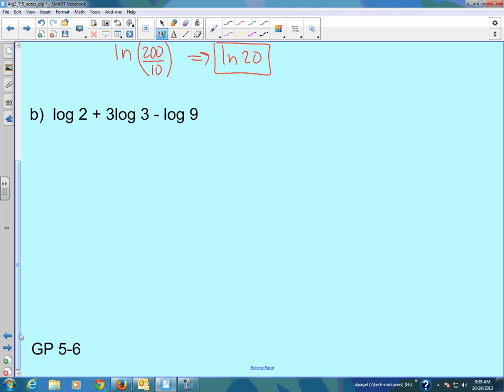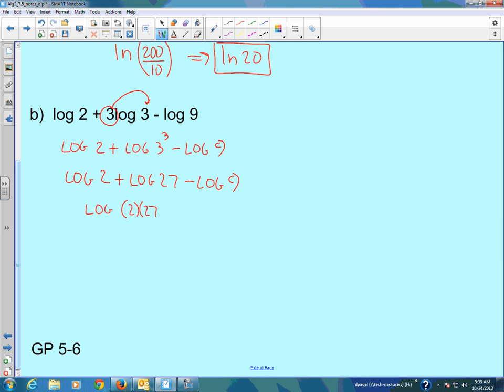Let's try this next one here. Power, move it back. And then simplify our power, log base 10 of 27, log of 9, and I have a log now of 2 times 27, becomes a log of 54, and then I've got a log of 54 divided by 9, which becomes a log of 6.